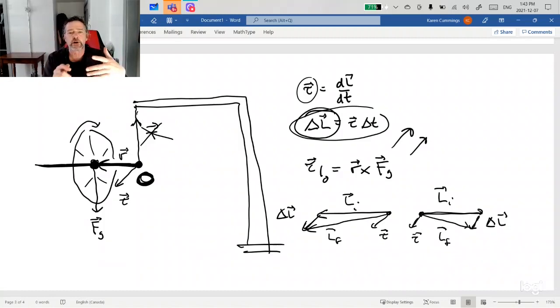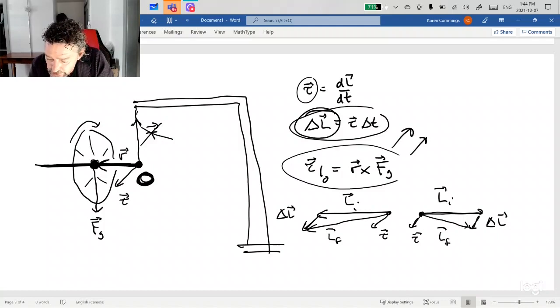So the direction of rotation of the wheel matters to the direction of precession, but it doesn't matter to the change in the angular momentum. The change in the angular momentum is just in the direction of the torque, which is straight out of the page, horizontal. Okay, so that's one thing to say about this.